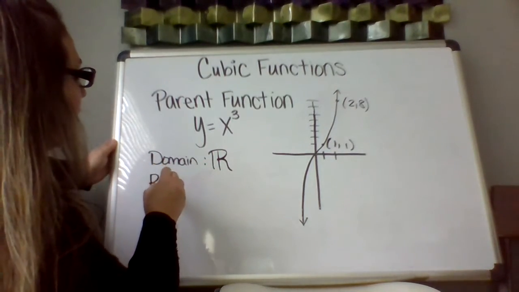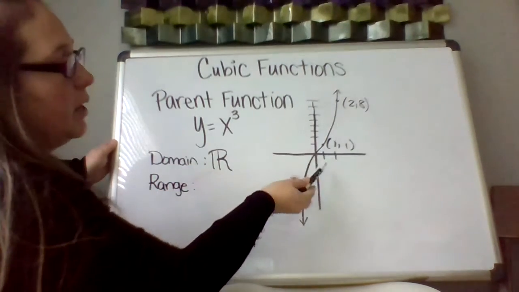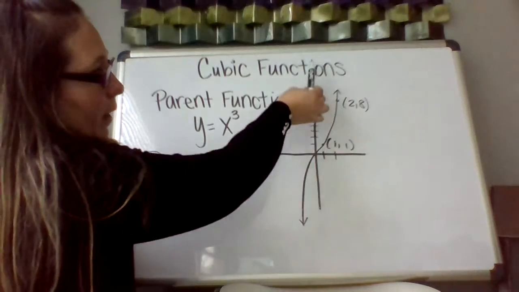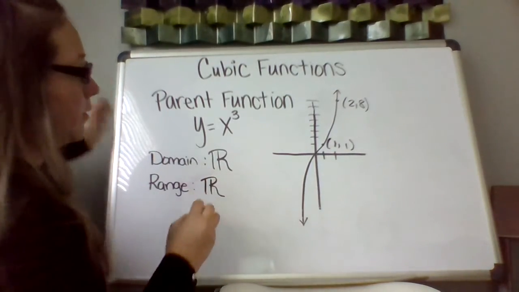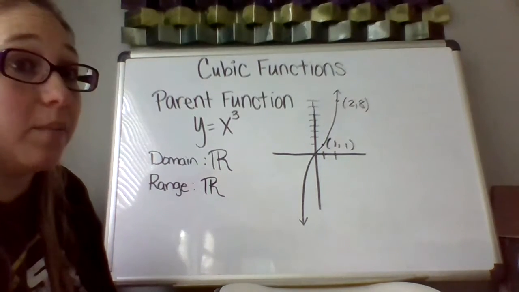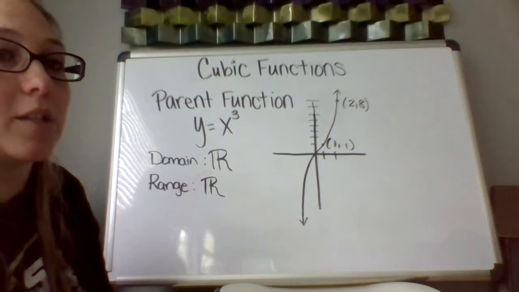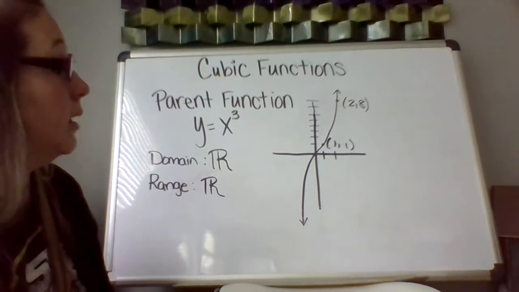My range is also the same. So my range for a normal cubic, it's going to also keep going up, and it's going to keep going down. So I also have all real numbers. So majority of the time, your domain and range for cubic functions are going to be all real numbers unless there's a stopping point. Then you'll just have to see where the stopping point is.